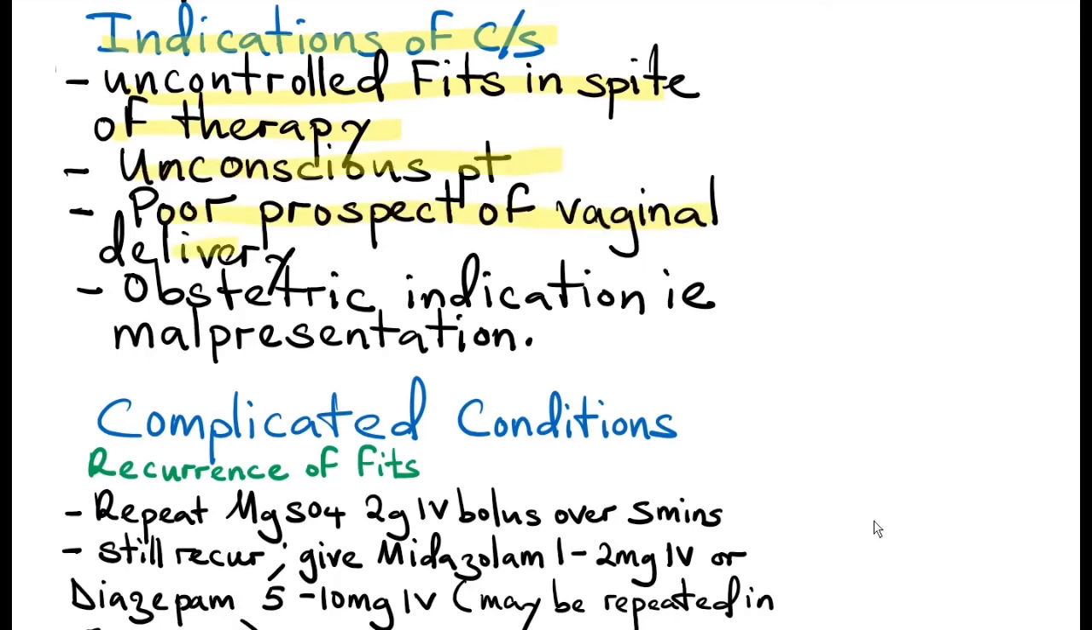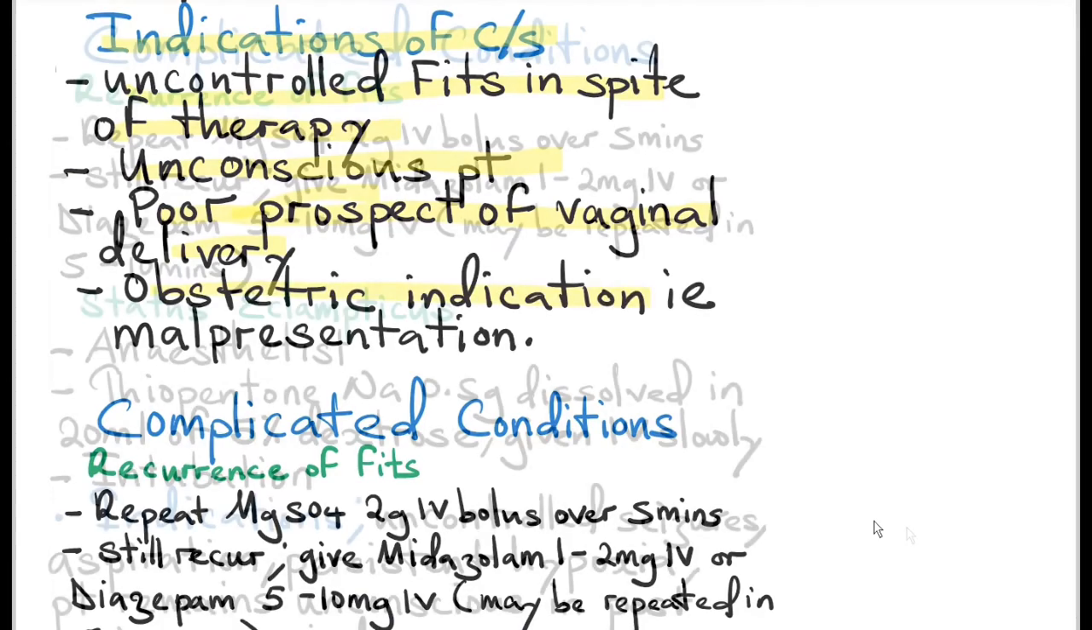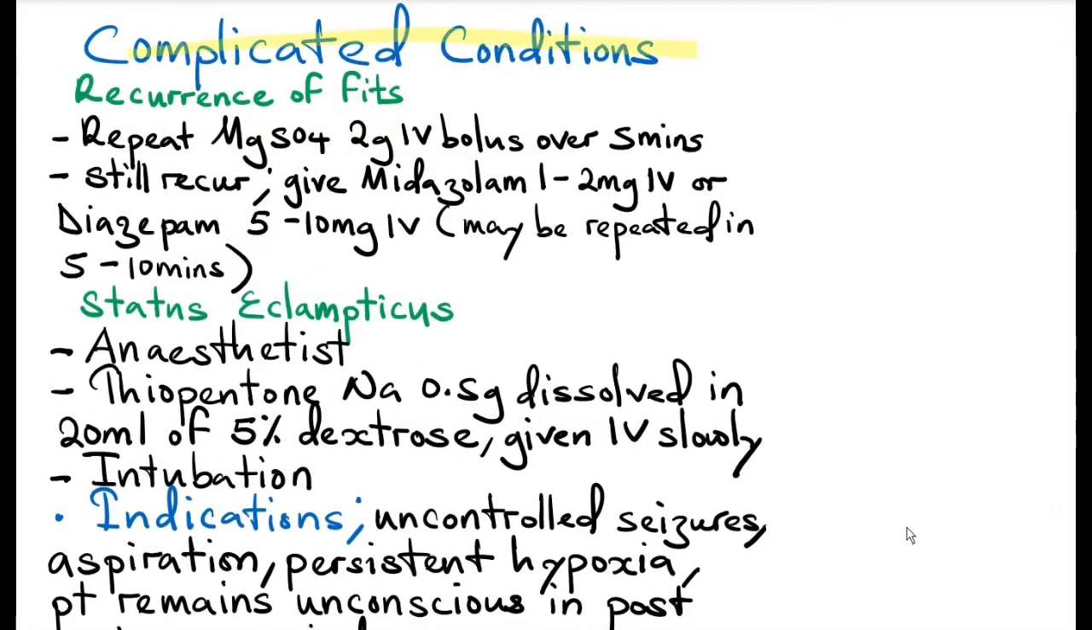Indications of cesarean section in eclampsia: uncontrolled fits in spite of therapy, unconscious patient, poor prospect of vaginal delivery, this is a poor Bishop score, and obstetric indications like malpresentations. In complicated conditions like, let's say, recurrence of fits, and you've already given the magnesium sulfate loading dose of 14 grams, you can repeat magnesium sulfate 2 grams IV bolus. And if they're still recurring, you can give midazolam or diazepam, whichever is available.